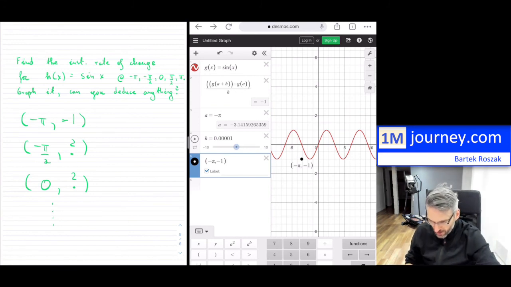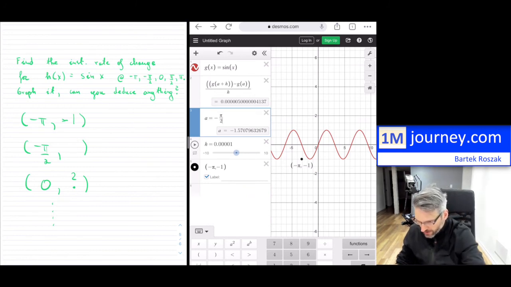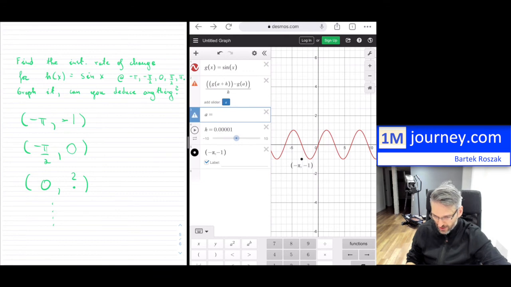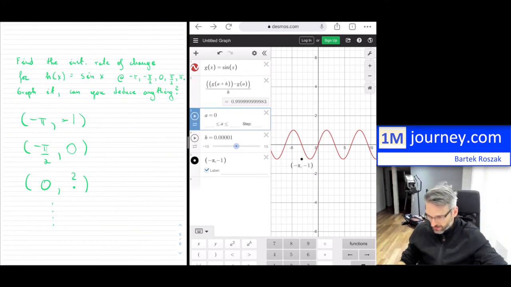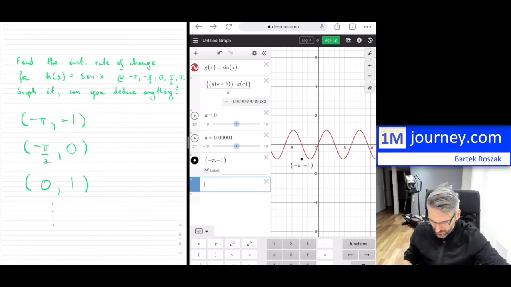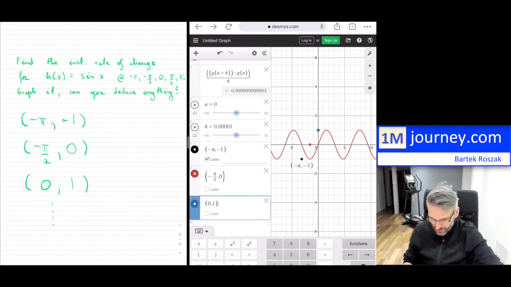And now I'm going to do the same thing, except I'm going to have a be negative pi over 2. So notice that's 0. Now I'm going to find the instantaneous rate of change at 0. And I'm back, and now I'm at 1. So I'm going to start plotting these out. So I have negative pi over 2, 0. So that's my second point. Then I had 0, 1, right?